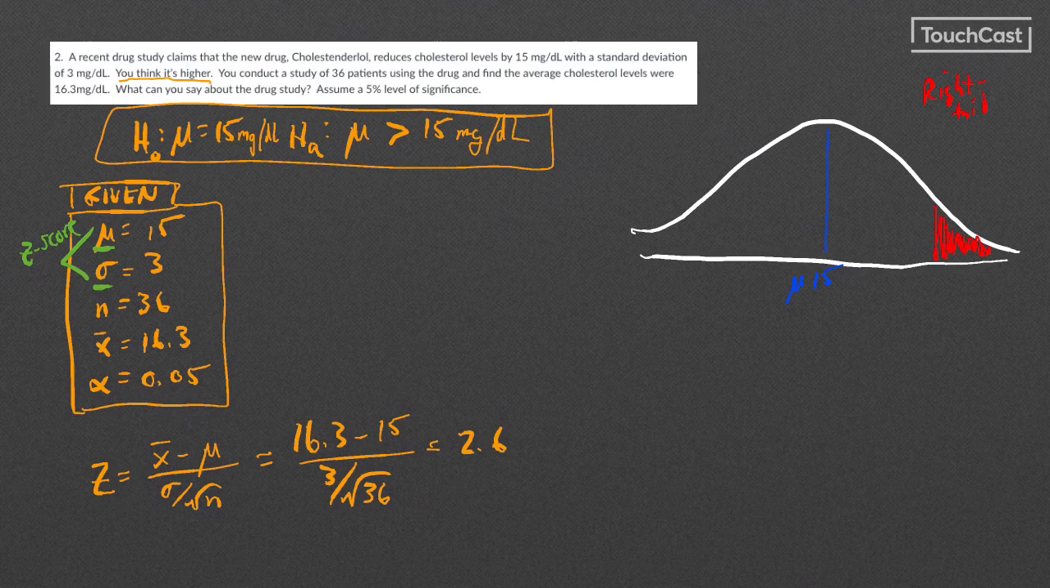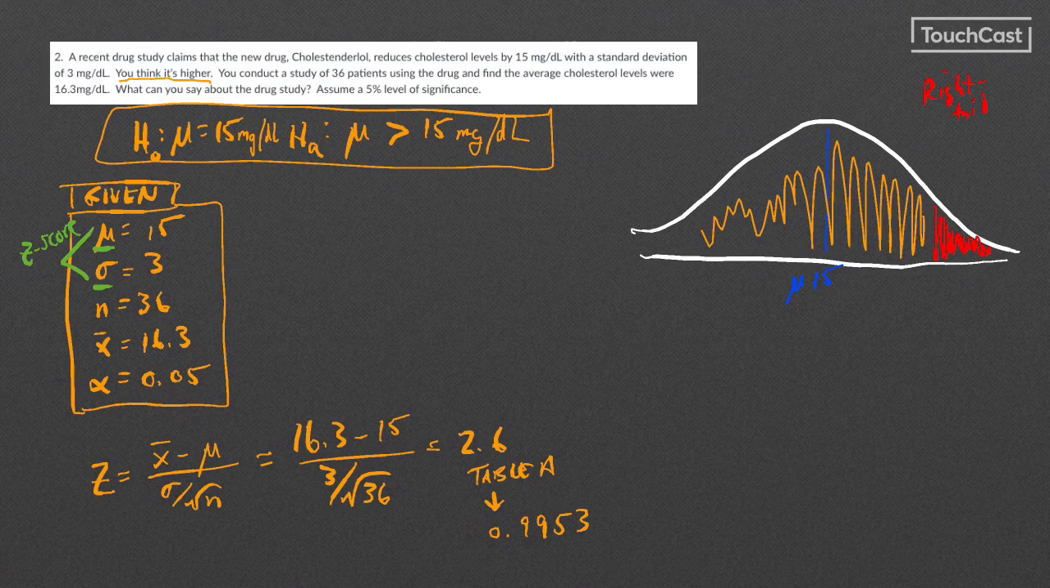So if we look this up in Table A, you should get 0.9953, I believe. Now the 0.9953 is this. So I just want to point this out. So that is this. I'm color coding it. And so the red is going to be 1 minus this, which turns out to be 0.0047. And that ends up being this piece right here.